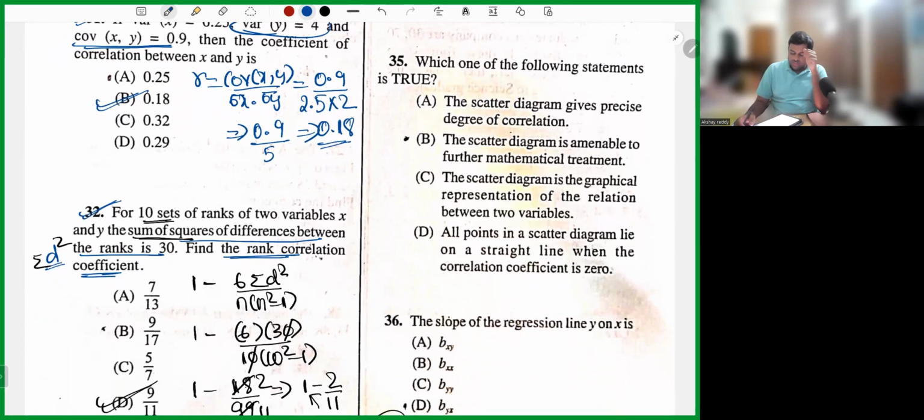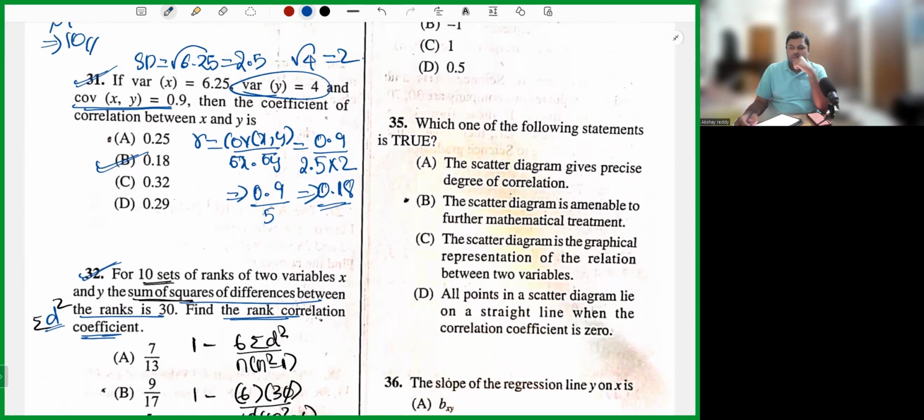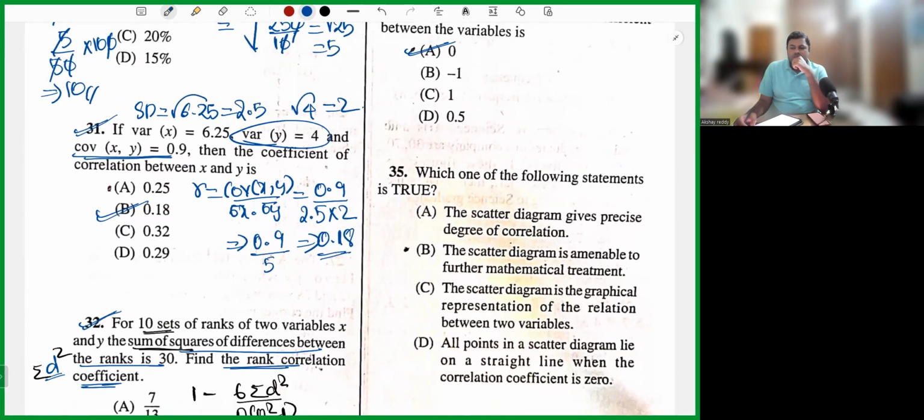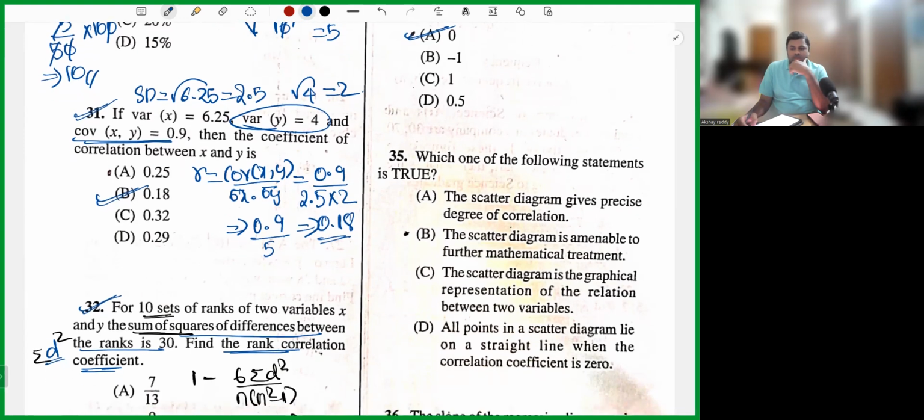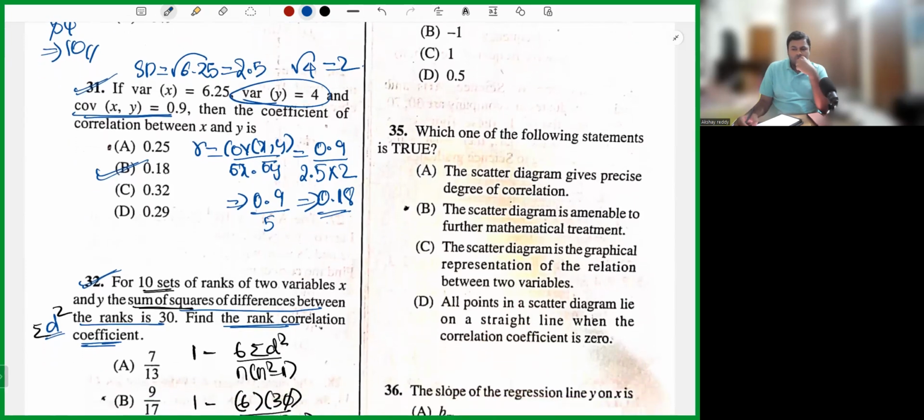Which one of the following statements are true? Option A, the scatter diagram gives precise degree of correlation. No, it doesn't give precise correlation, it just tells you the nature. The scatter diagram is amenable to further mathematical treatment. No, it's not. Only the Karl Pearson correlation coefficient is amenable to further mathematical treatment.